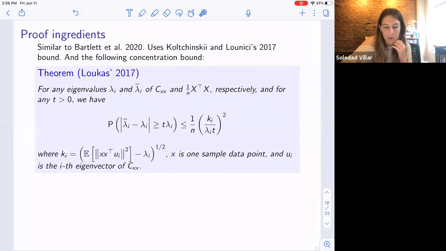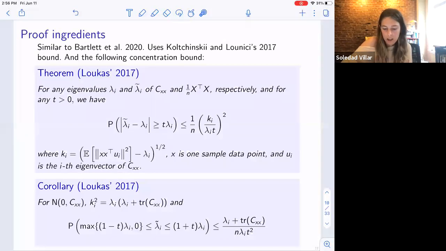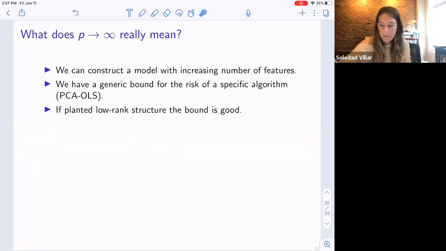The way you would prove it is by using the concentration of the empirical eigenvalues around the model eigenvalues. And we also use this concentration of the empirical covariance matrix around the model covariance matrix. Some of the techniques are very similar to a paper by Bartlett and collaborators called benign overfitting, which is something similar in some other setting.